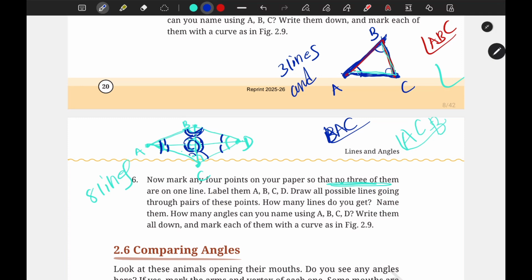9, 10, 11, 12, 13, 14, 15, 16, 17. So there are 17 angles.